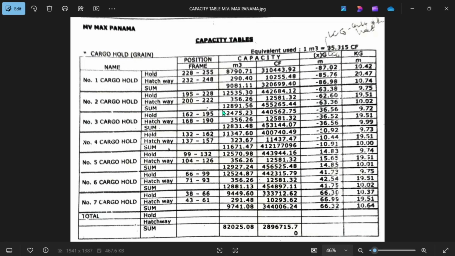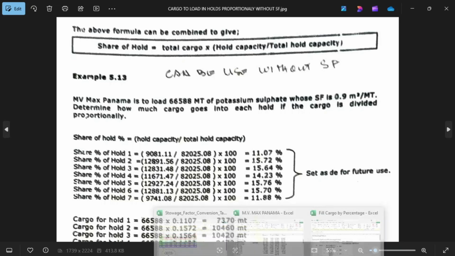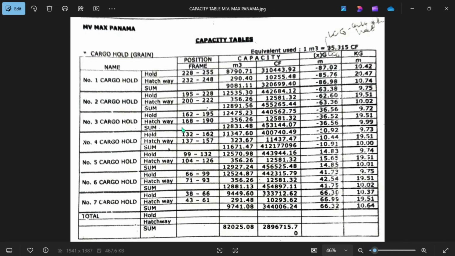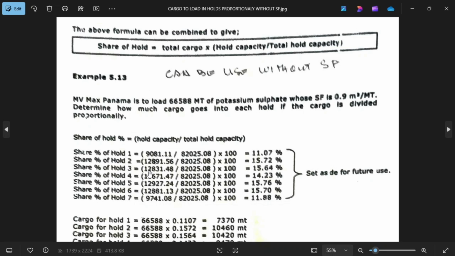Okay, then we go to number 2. The total capacity in cubic meters is 12891.56. Then we go to number 3, which is the sum, 12831.48. Number 3 is 12831.48, and so forth and so on.